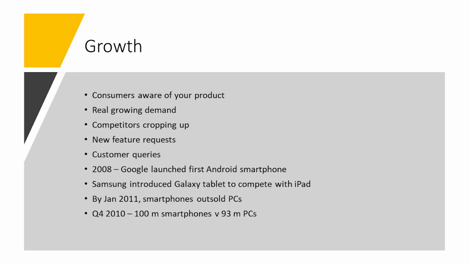So, Google launched its first Android smartphone in 2008. Samsung introduced the Galaxy tablet to compete with the iPad. These are all the competitors that are cropping up. Okay. By 2011, smartphones had outsold PCs. Okay. So, that shows the growth in the smartphone market that took place between the first iPhone launch and 2011. In Q4 of 2010, 100 million smartphones were sold compared to 93 million PCs.